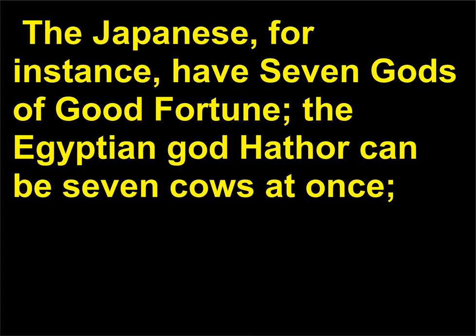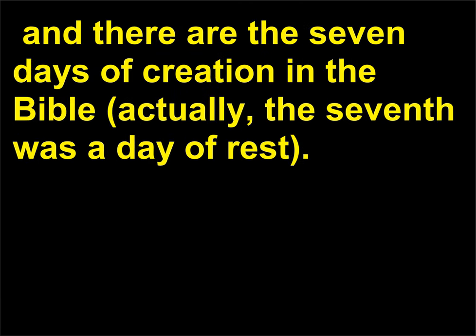The Japanese, for instance, have 7 gods of good fortune. The Egyptian god Hathor can be 7 cows at once. And there are the 7 days of creation in the Bible. Actually, the 7th was a day of rest.